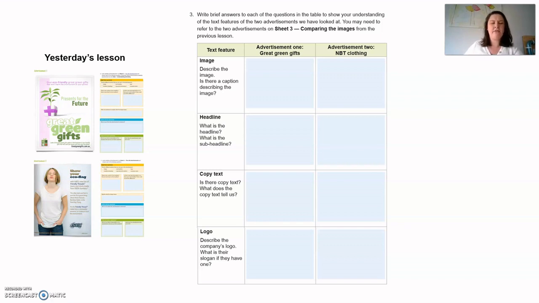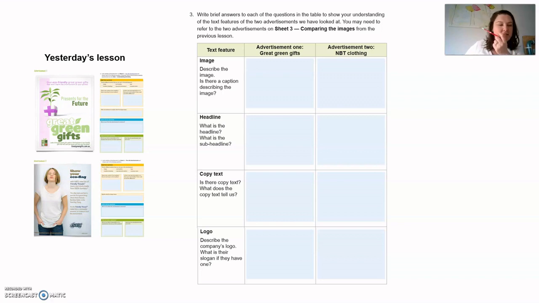Okay, and a logo. Describe the company's logo. What is their slogan if they have one? Now, NBT's logo is NBT, and it's on the bottom, and it's also in that navy color as well. So it adopts the same color as everything around it. Now, what does it stand for? I don't know if you noticed this, but in the copy text, it's the paragraph in the very middle of the advertisement.